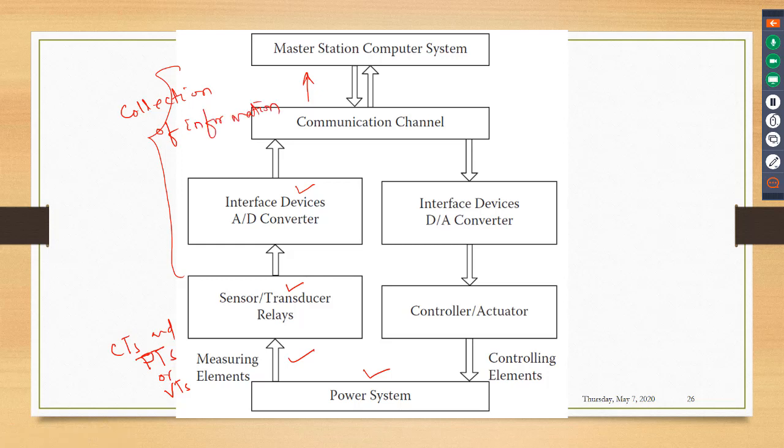And if we see the right side, it involves the control action. The master station sends the control action through the communication channel, and it is converted through a digital to analog converter. Then it gives a command to the controller or actuator, then to the controlling element in the power system. So this involves control action.